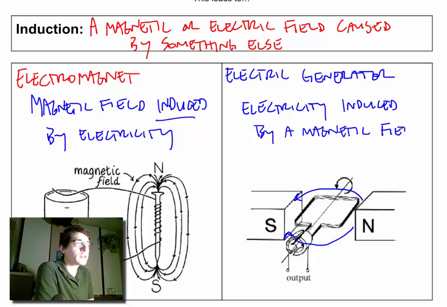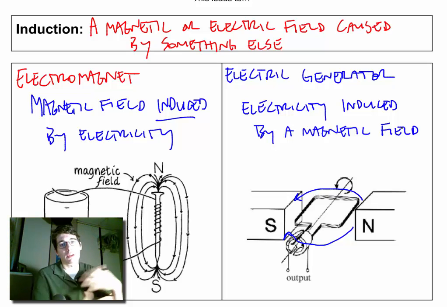Depending on what you are running through, here we're running electricity through an inert or non-magnetic substance to get magnetism, and in this one we run an inert, non-electrified, non-charged coil through a magnetic field to get electricity, and that's induction. So we have two things, electricity and magnetism, causing the opposite depending on what happens.